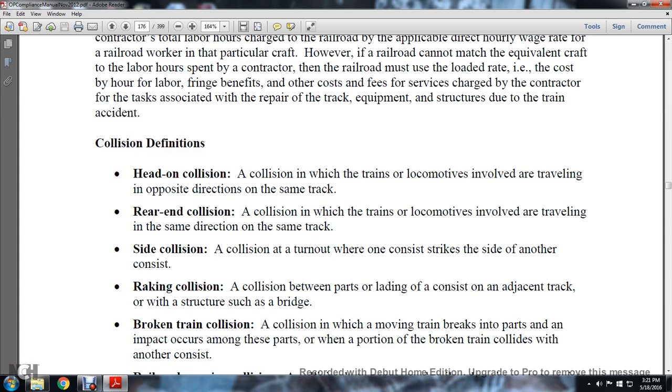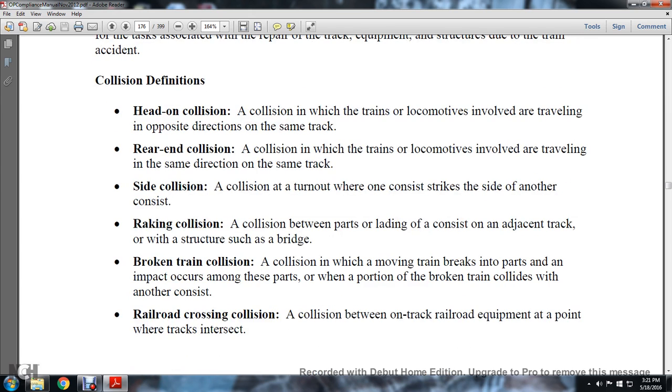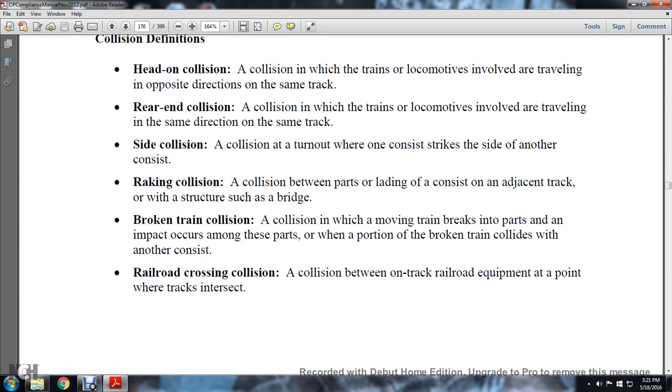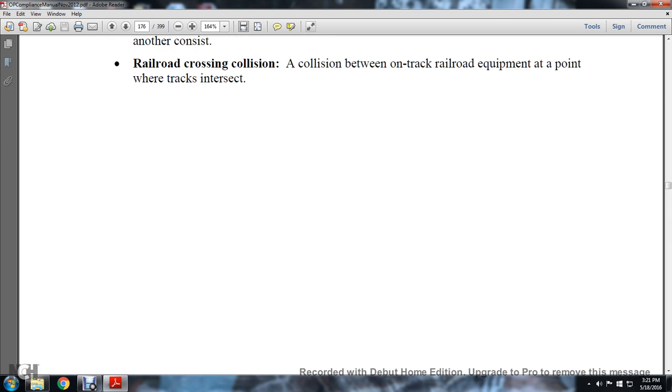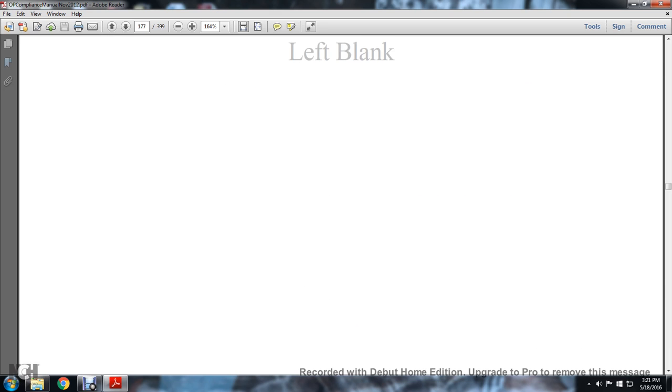Raking collision: a collision between a consist on an adjacent track and a structure such as a bridge. Broken train collision: a collision where a moving train breaks into parts and impacts occur among these parts, when a portion of the broken train collides with another consist. Railroad crossing collision: a collision between on-track railroad equipment at the point where the tracks intersect.